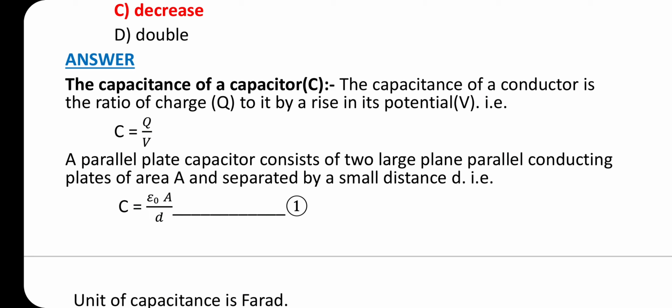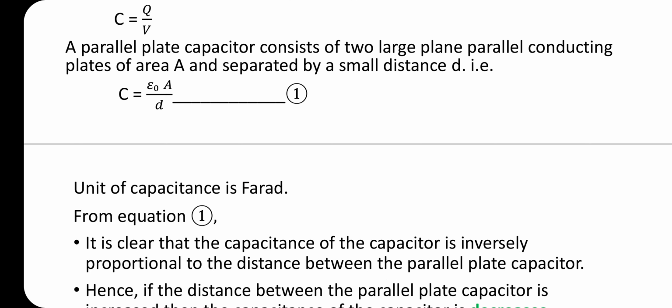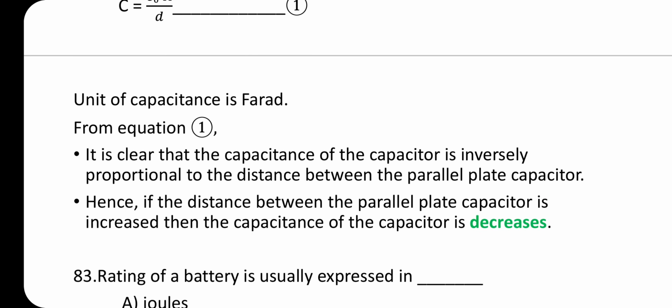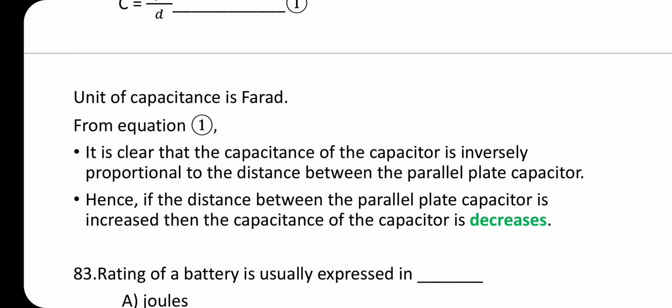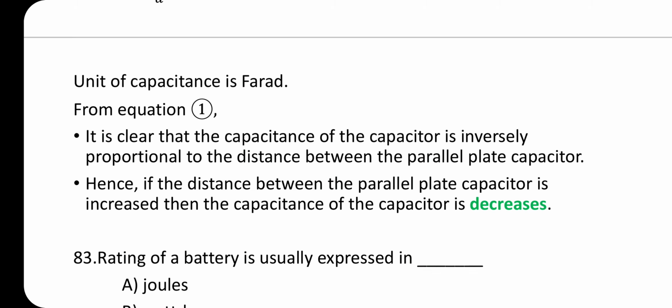A parallel plate capacitor consists of two large plane parallel conducting plates of area A separated by a small distance d. C equals epsilon naught A divided by d. Unit of capacitance is farad. From equation 1, it is clear that the capacitance of a capacitor is inversely proportional to the distance between the parallel plates. Hence, if the distance between the parallel plates is increased, then the capacitance of the capacitor decreases.